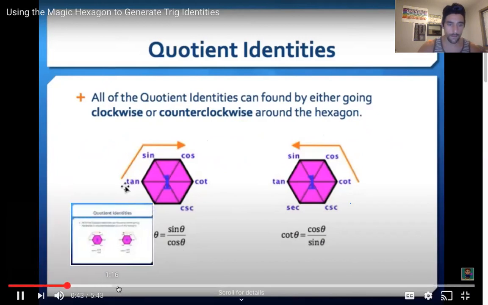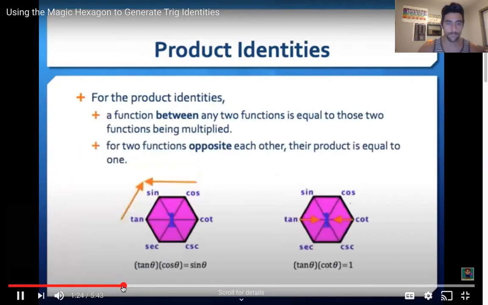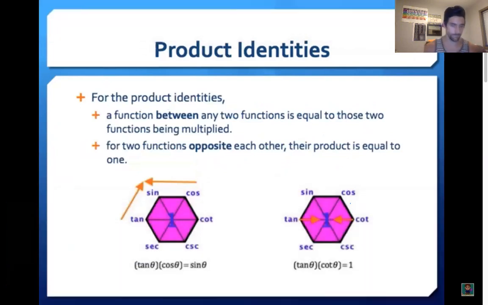All right, pick a spot along the product identities. I've got 2 different ways to find product identities. The example on the left here demonstrates that when we have a function that is between any 2 functions, it is going to be equal to those 2 functions being multiplied. So in other words, I've got sine and it is in between tangent and cosine. So that tells me that tangent times cosine is going to be equal to sine. And again, I can do this anywhere along the hexagon.